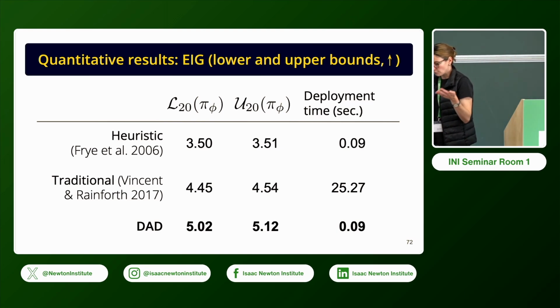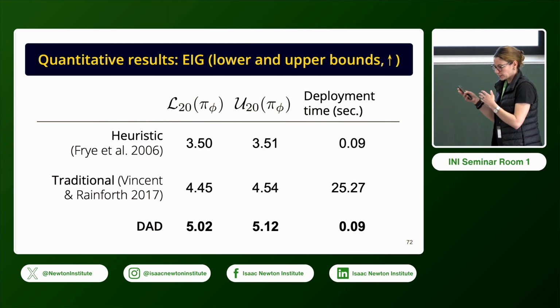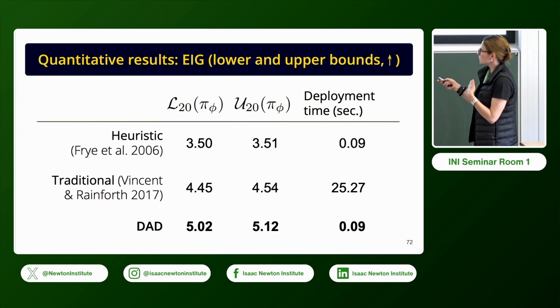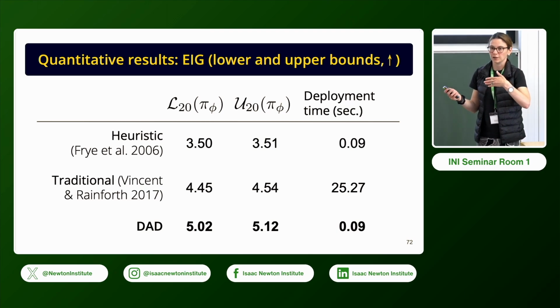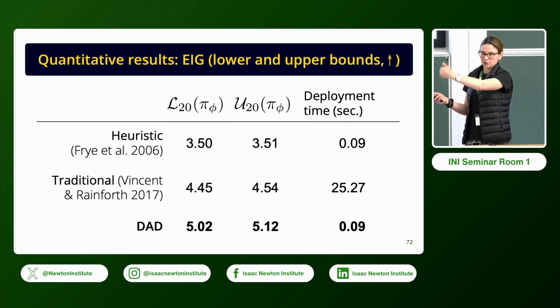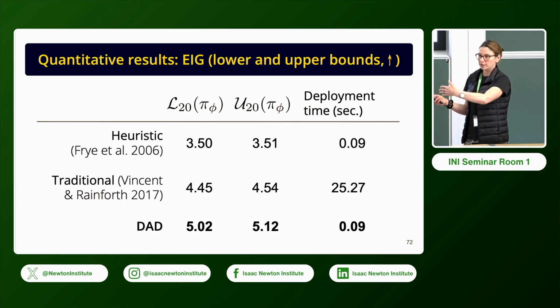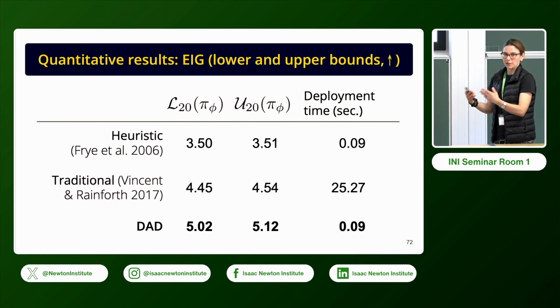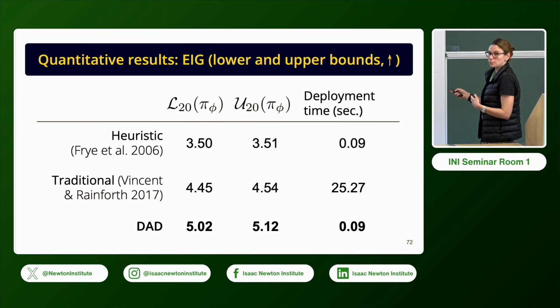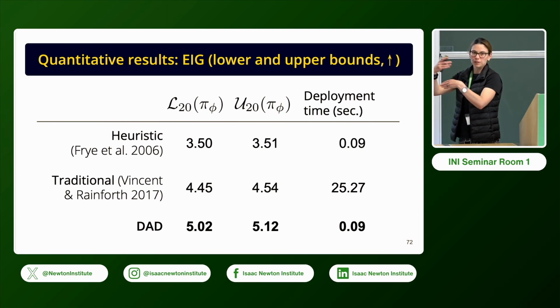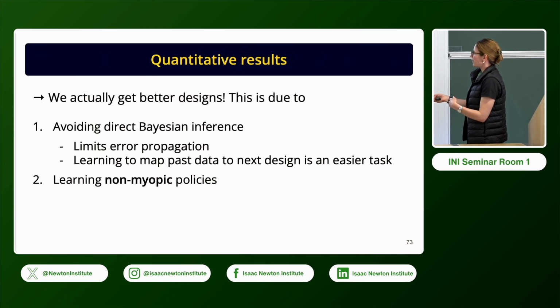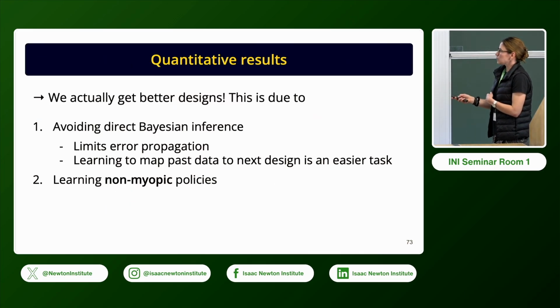And if you remember some of the issues that we described with the traditional approach, one of them was the fact that we are doing greedy optimization, right? You are optimizing designs myopically. And this is one of the reasons why you're actually seeing better results with something that is approximate, i.e. amortized, compared to something that is much more computationally costly, as you can also see from the deployment time, but it's only optimizing greedily. Right. So I mentioned the non-myopic aspect of it.